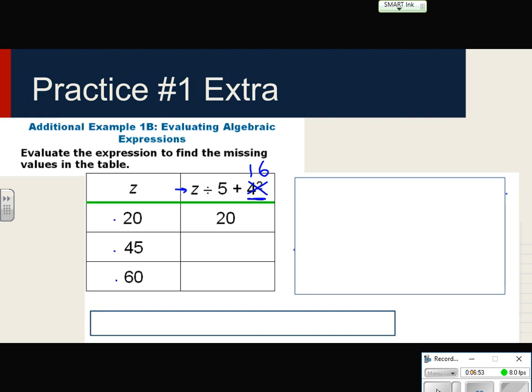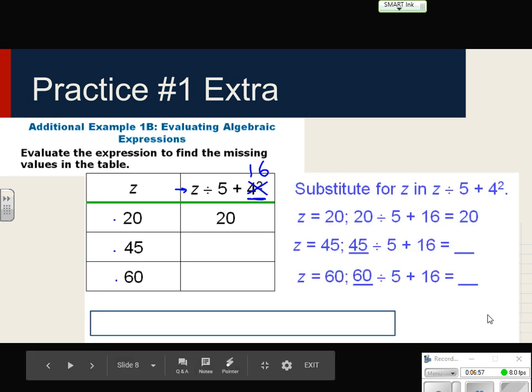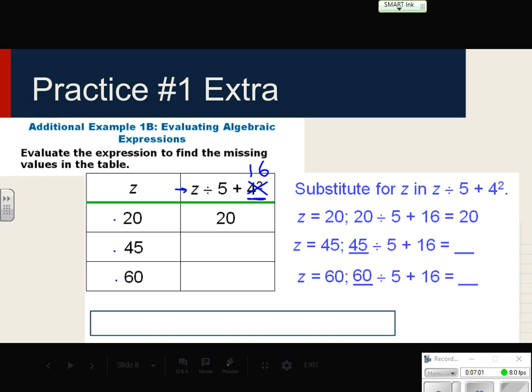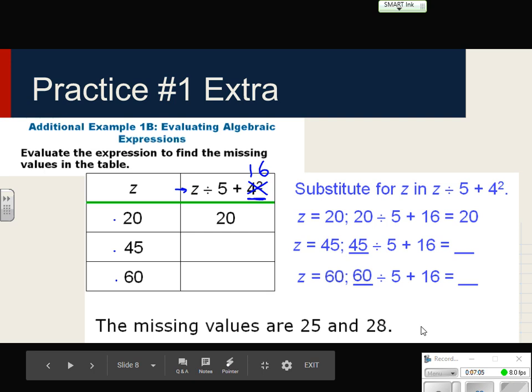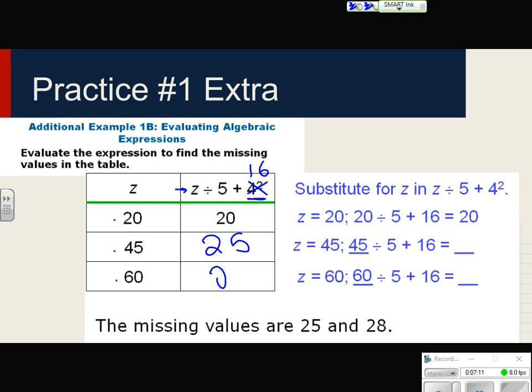So really what we're doing is we're plugging in 45 for z and 60 for z, and we're just going to then divide that number by 5 and add 16. And if you do that with 45 divided by 5 plus 16, you'll get 25, and 60 divided by 5 plus 16 will give you 28. So again, you don't have to write this one down unless you feel you need to.